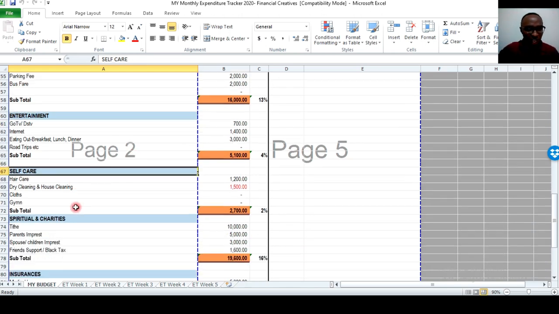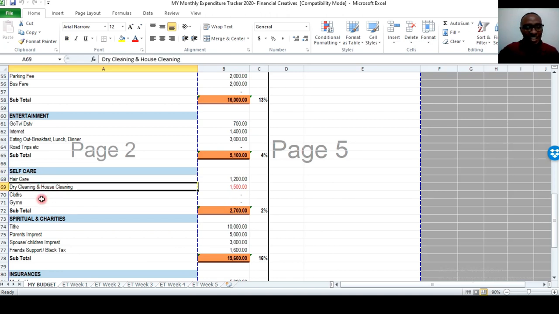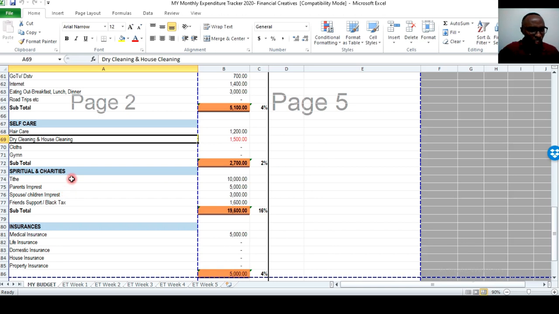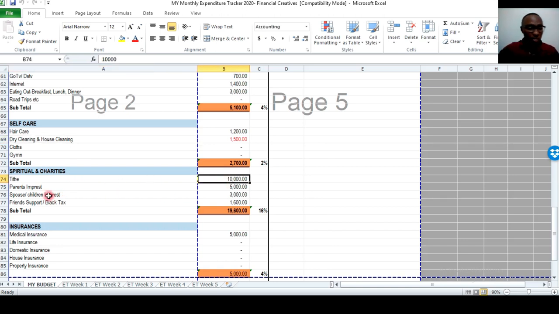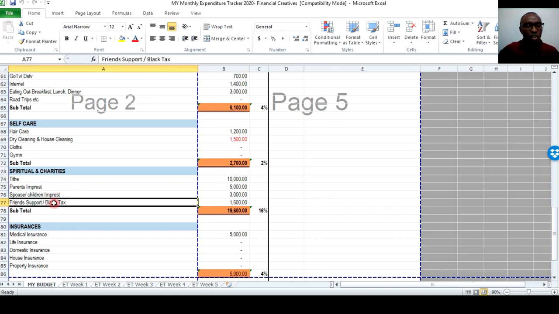So we go to self-care. There's hair care, dry cleaning. Include other details, other expenses that you might be incurring in this section. We go to spiritual charities. Here, you remember to pay your tithe. There is parents' support, there is spouse and children's support, also friend support, and something else we call black tax. If you don't know what black tax is, these are financial obligations that people meet to their relatives or family or close friends. So these are like social obligations.